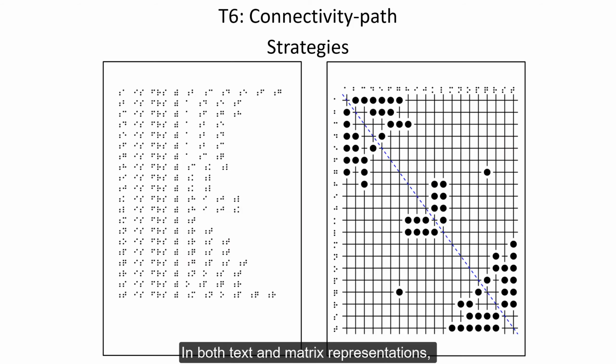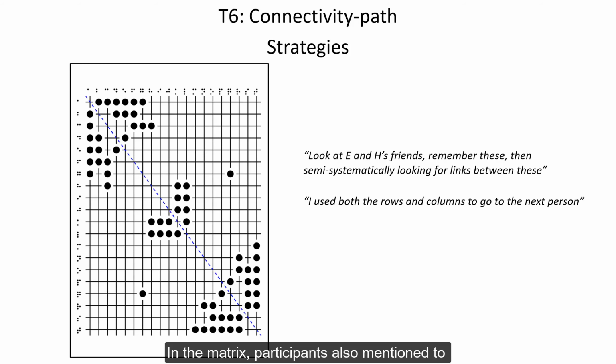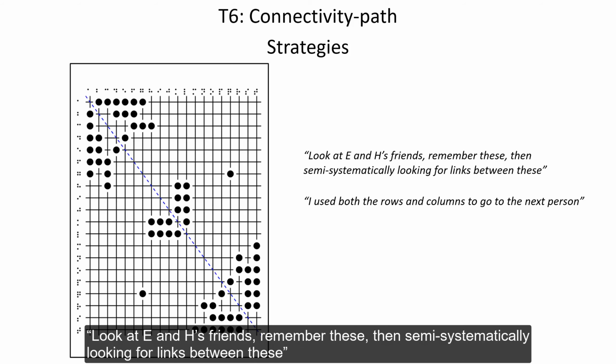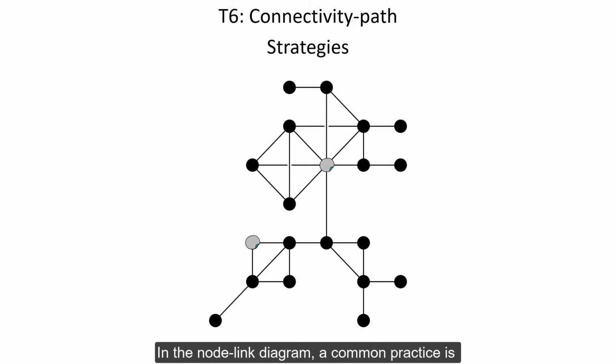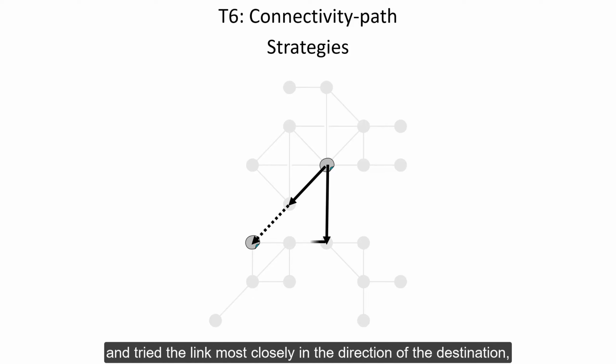In both text and matrix representations, participants heavily relied on their memory to search the possible paths. In the matrix, participants also mentioned to use the spatial layout to guide the search. For example, look at E and H's friends, remember this, then say semi-systematically looking for links between these. In the node-link diagram, a common practice is following the link directly heading towards the destination node. If it is a dead end, the participant then backtracked and tried the link most closely to the direction of the destination, following links in that direction until reaching the destination.